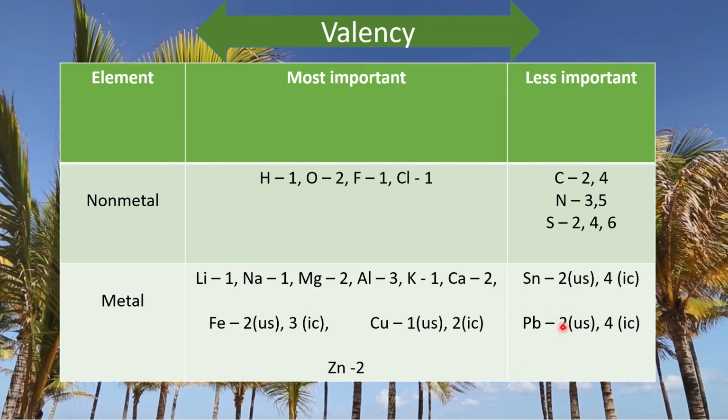And there are also some metals which are less important. These are tin and lead. Their valencies are 2 and 4. Tin 2 stannous, 4 stannic. Lead 2 plumbous, 4 plumbic. So you will memorize the valency of these non-metals, metals and also radicals from the book.